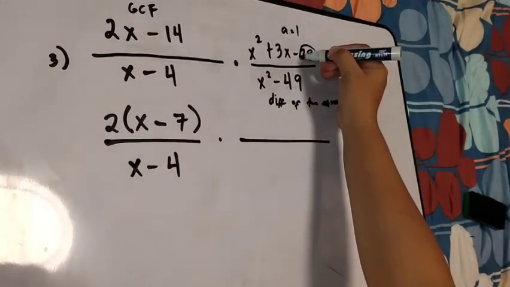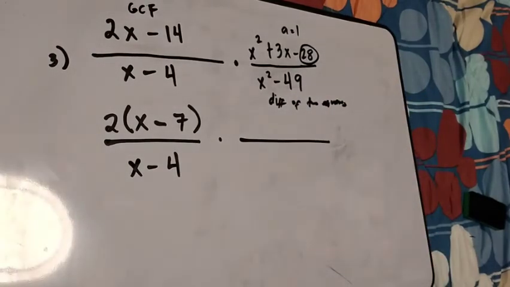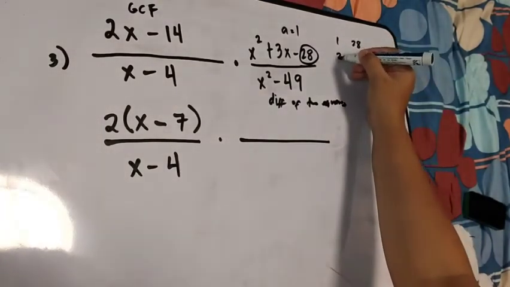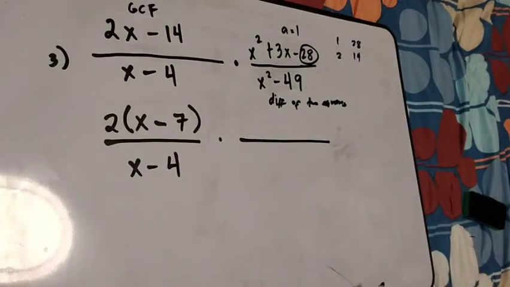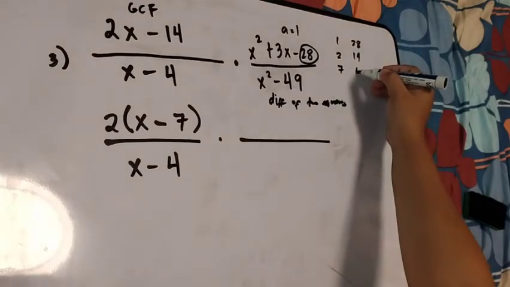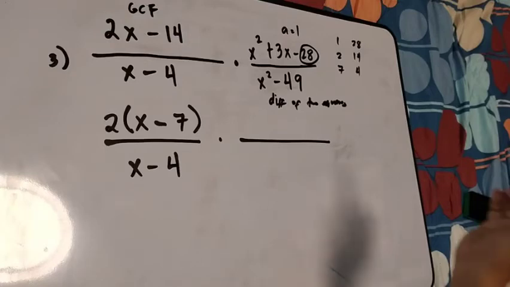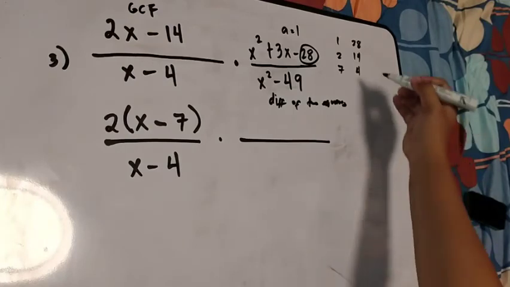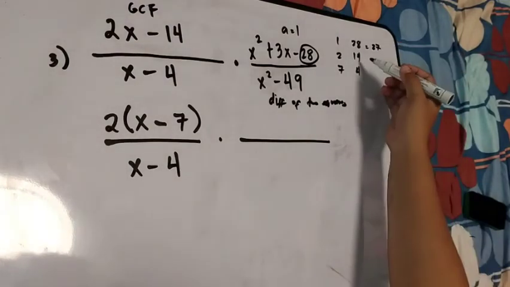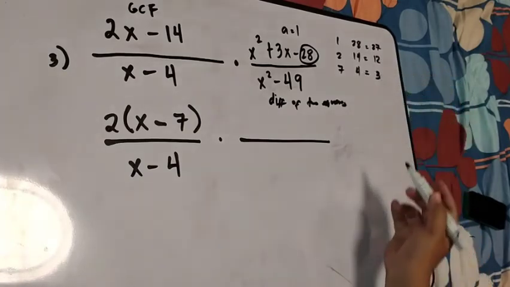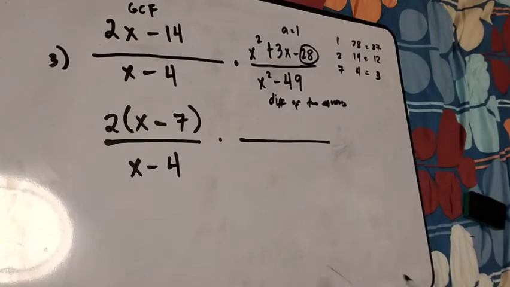Diba kay 28 muna tayo? Ano ba yung mga factors ni 28? So, we have 1 times 28. We have 2 times 14. What else? We have 7 times 4. Okay, so, anong gagawin? Add or subtract? Okay, we will subtract kasi negative si C. So, this is 27. 14 minus 2 is 12. This is 3. Okay? So, saan doon lumabas yung value ni B?